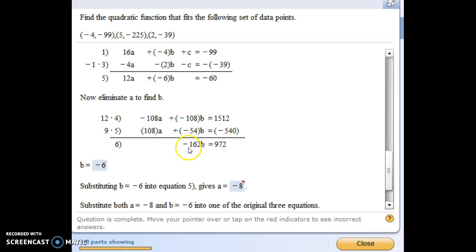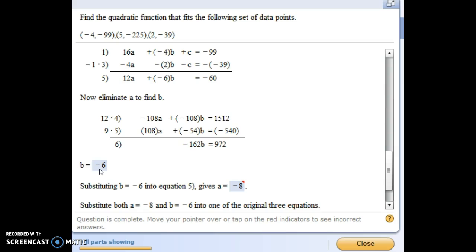I'll add my b's together. Pay attention to the sign. Make sure you're adding those 2 negative values together, and add those values together. So now we're just left with b's. If we divide by that number on both sides, we'll have that b equals -6.